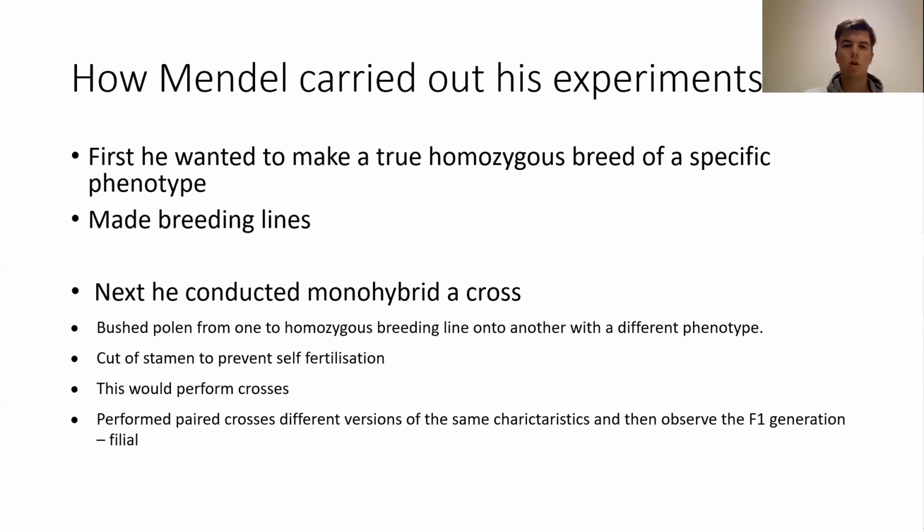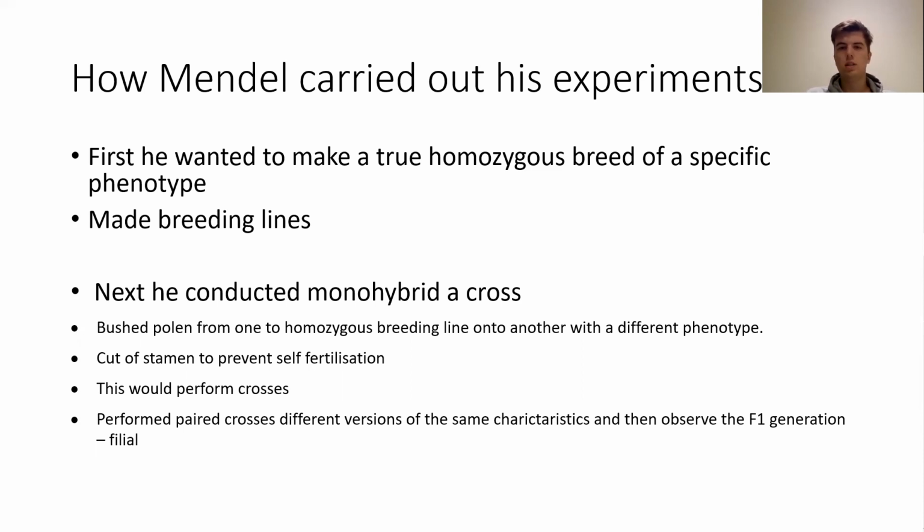Next, he conducted a monohybrid cross. This is when two homozygous alleles are crossed together. He brushed pollen from one homozygous breeding line onto another with a different phenotype. For example, if he mixed green peas and yellow peas, he would then cut off the stamens to prevent self-fertilization, because he wanted to make sure that the two he was controlling would specifically be in contact with each other.